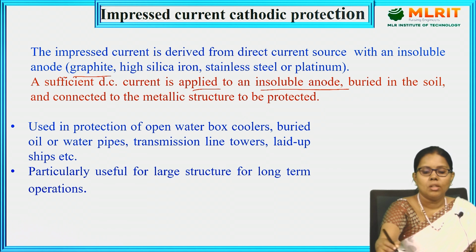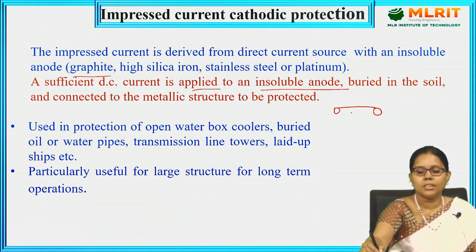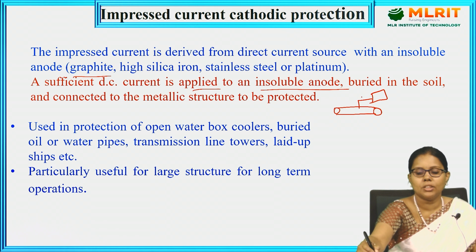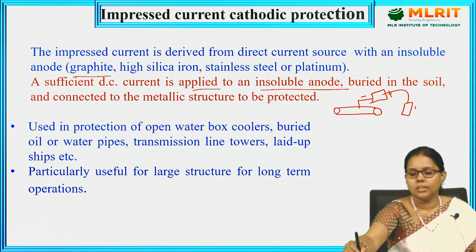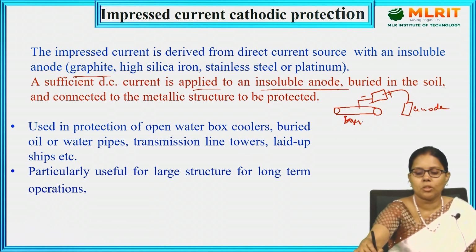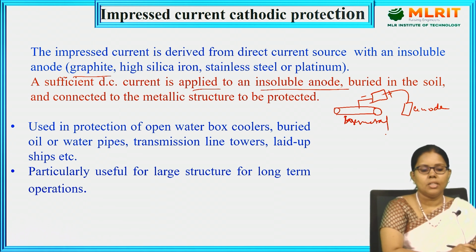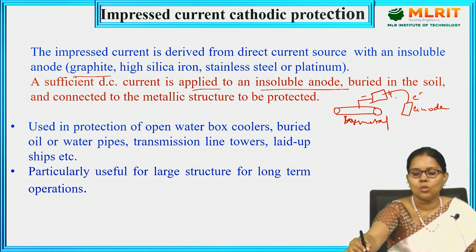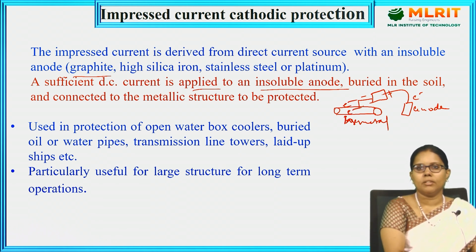So, if this is a pipeline, we have seen this. This is a battery, energy source, with a negative terminal and positive terminal. To the positive terminal, we have connected the anodic metal. This is the anodic metal. This is the base metal which is to be protected. A sufficient DC is applied to the insoluble anode. Therefore, the electrons move from anode to cathode. Therefore, the base metal is protected.